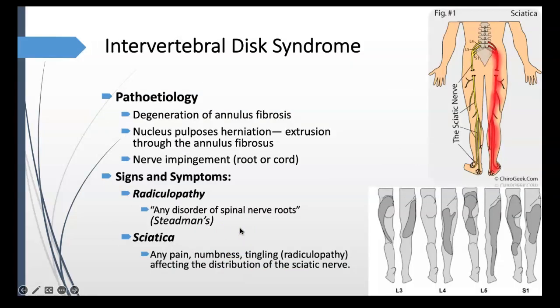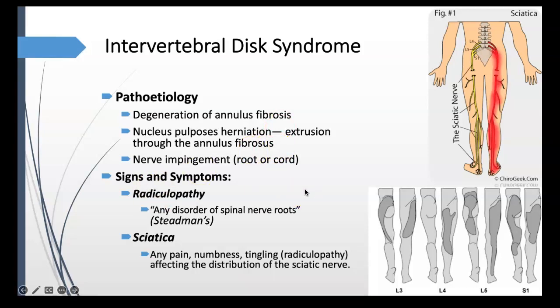In terms of the pathoetiology, you get a degeneration of the annulus fibrosus, and that degeneration can occur from microtrauma, or from a traumatic episode, such as, remember, that flexion with rotation, or heavy lifting that places a massive load on the disc, or disc dehydration, right? And ultimately what happens is, if we have compromise to the annulus fibrosus, then the nucleus pulposus is allowed to herniate, or extrude through the annulus fibrosus.